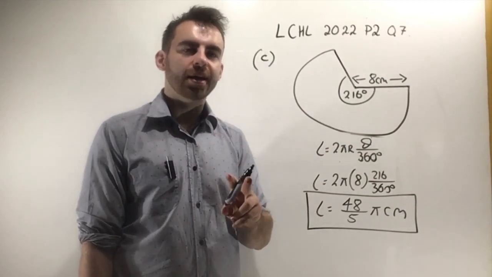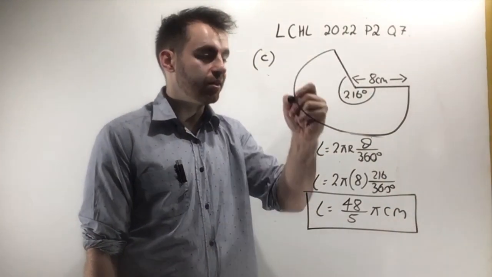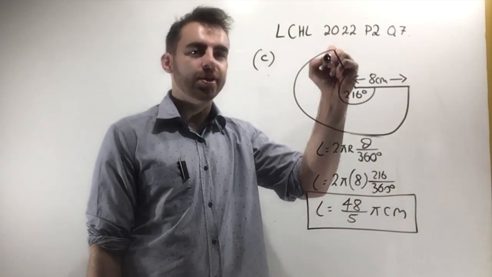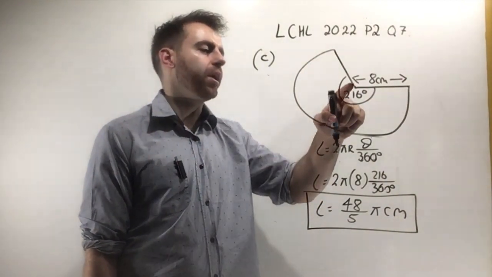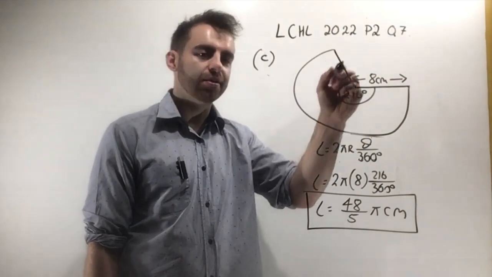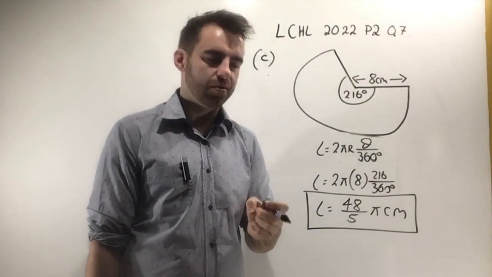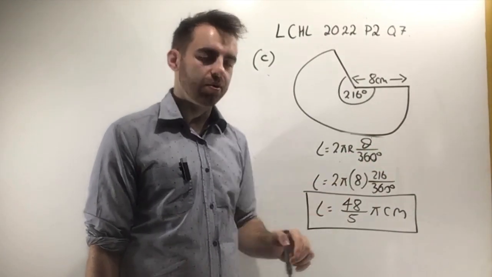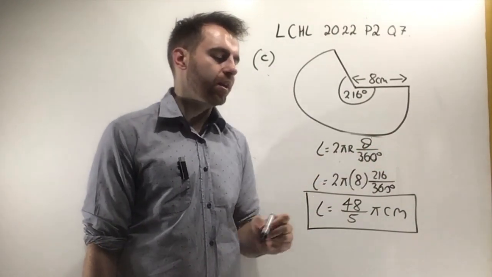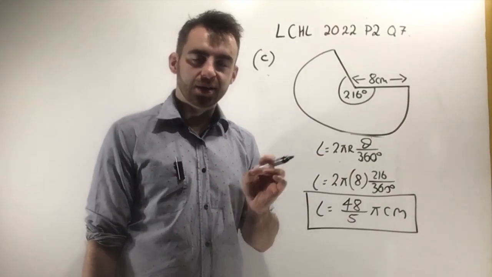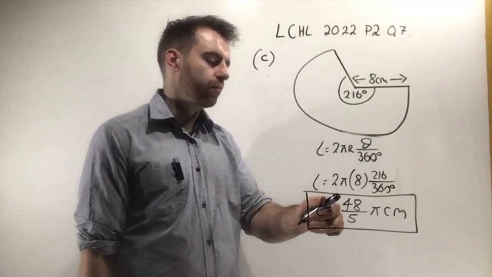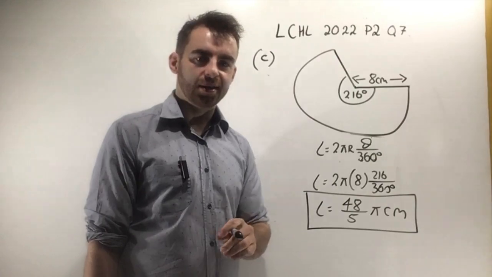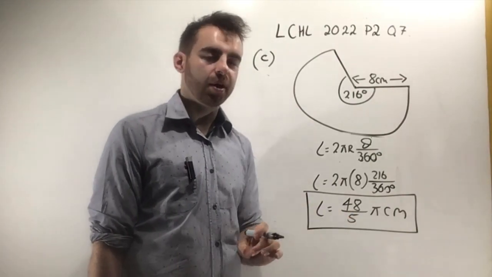The first thing we're asked to find in part C here is that formula. It's to go from the point A to the point B. The radius is 8 centimeters and the angle at the center of the circle is 216 degrees. So you simply sub in r is 8 and theta is 216 degrees. When you plug that into your calculator, the question asks you to leave it in terms of pi, so your answer is 48 over 5 pi centimeters. So that's the first part of the question.